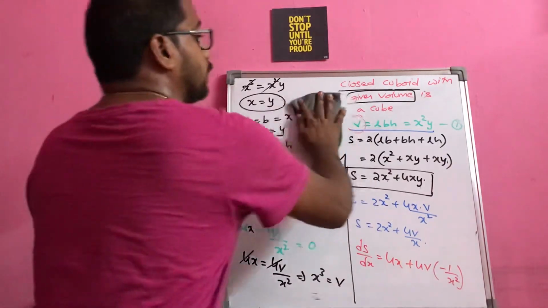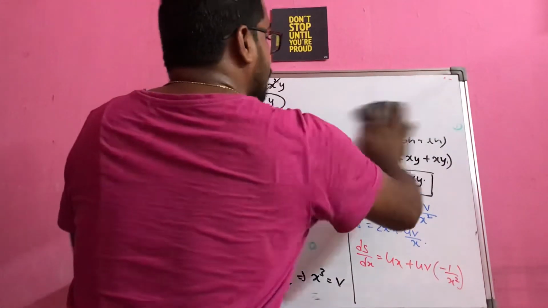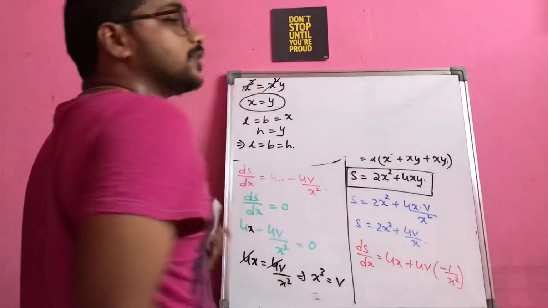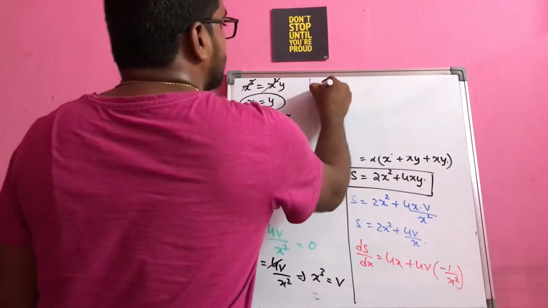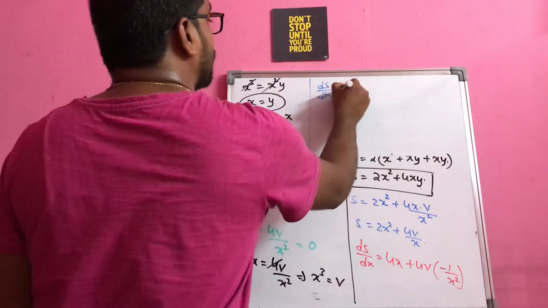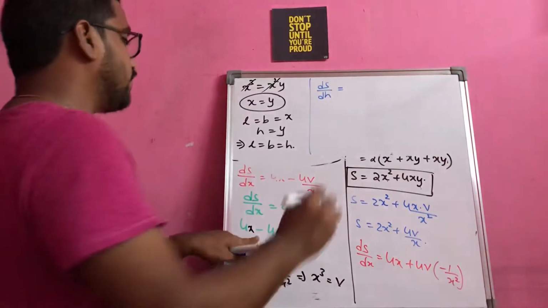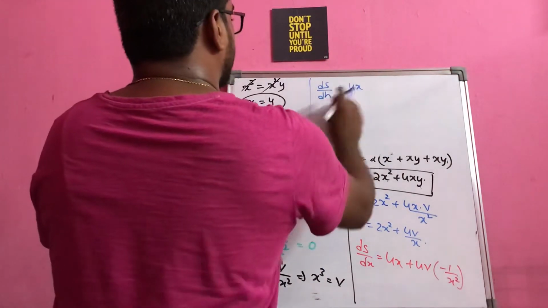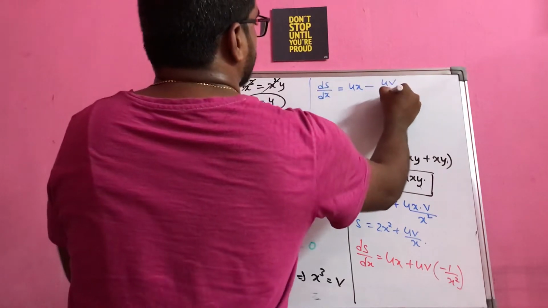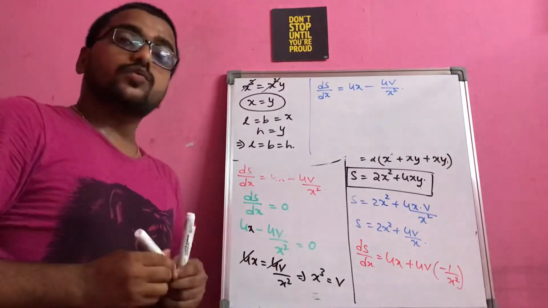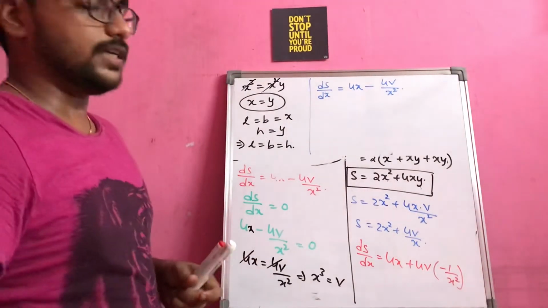But this should not be your end. Why? Because they asked that surface area has to be minimum. Surface area has to be minimum means second order derivative should be greater than 0. So let us simplify this. dS by dx is equal to 4x minus 4v by x square. Now what is our task? We have to find the second order differentiation for this.